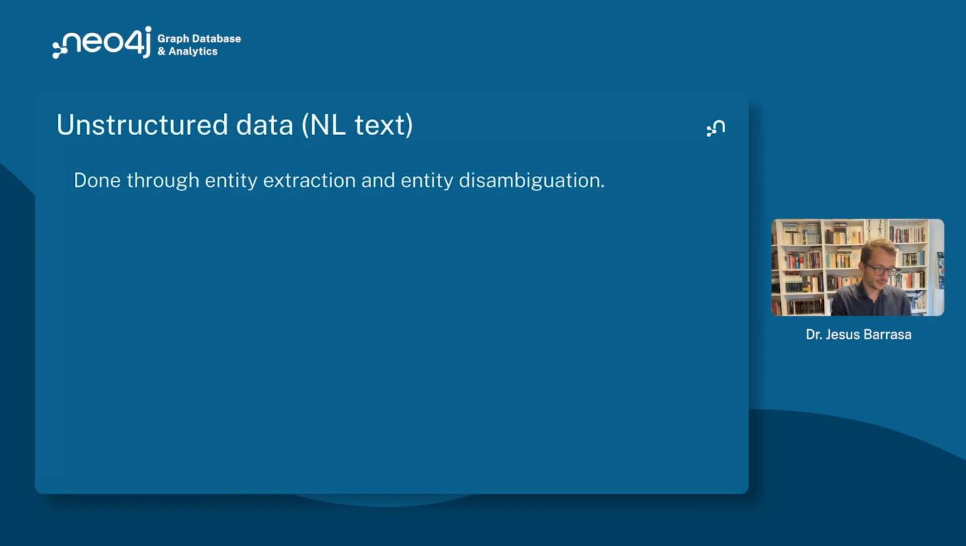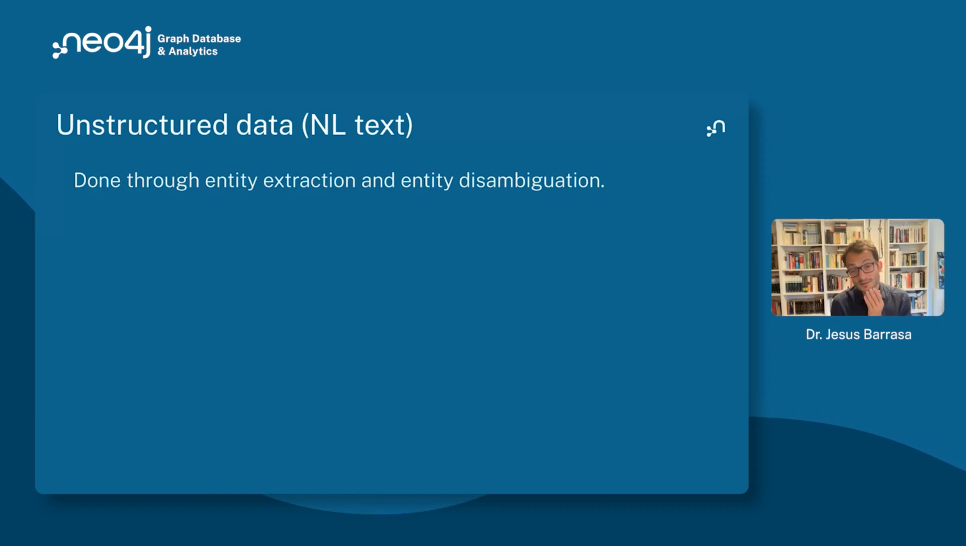We're going to try to either understand the structure of a document and generate a graph out of that, or extract entities and then disambiguate them if needed, and create a graph out of that. So it's a much fuzzier, much less deterministic approach. And here's where LLMs and GenAI play an important role.